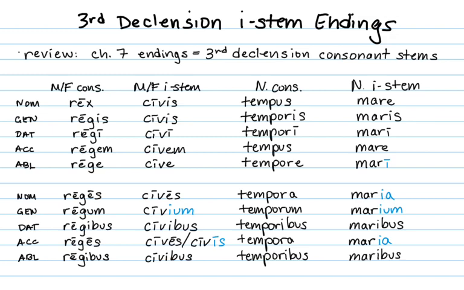So the form endings in blue are the ones that are different from the consonant stems that we learned in Chapter 7. The next question you probably want to know is, how do you know if a particular third declension noun is going to follow the consonant stem pattern or the I stem pattern? The answer to that is in the next slide.